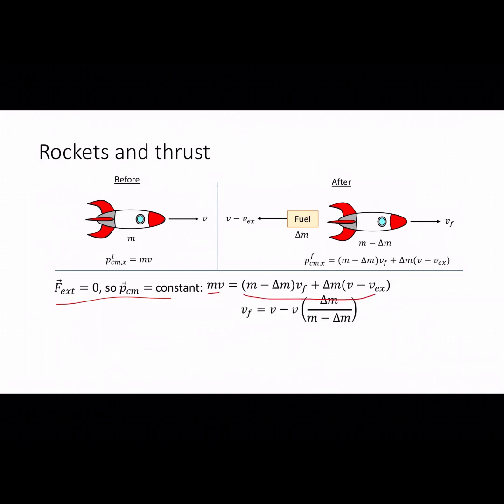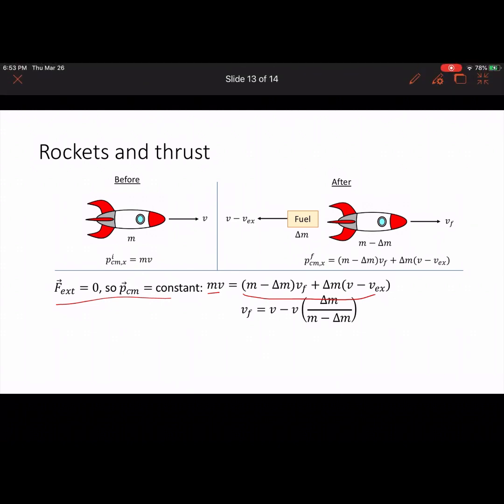Now we're going to do a little bit of algebra here on the board. Again, you don't need to know this derivation, but it's kind of fun to see once. The first thing we're going to do is isolate v final. So we bring the delta m times v minus v expulsion over to the other side of the equation. I'm seeing there's a little bit of a mistake here. I should say v expulsion times delta m over m minus delta m. I'm going to divide through by m minus delta m.